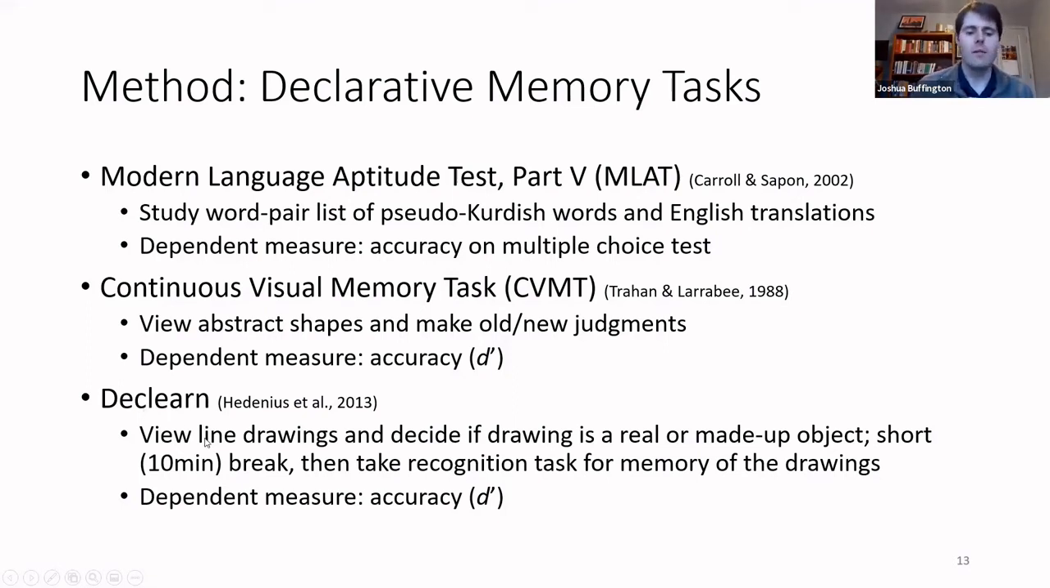In DECLearn, participants first began with an incidental encoding phase, so they weren't told this was a memory task or that there would be a test later. But they viewed drawings and they had to decide if the drawing was real or made up. Following this, they took a short 10-minute break, and then finally they took the surprise recognition task to test their memory for the drawings. And here, again, we use D prime to look at their accuracy of recognition memory.